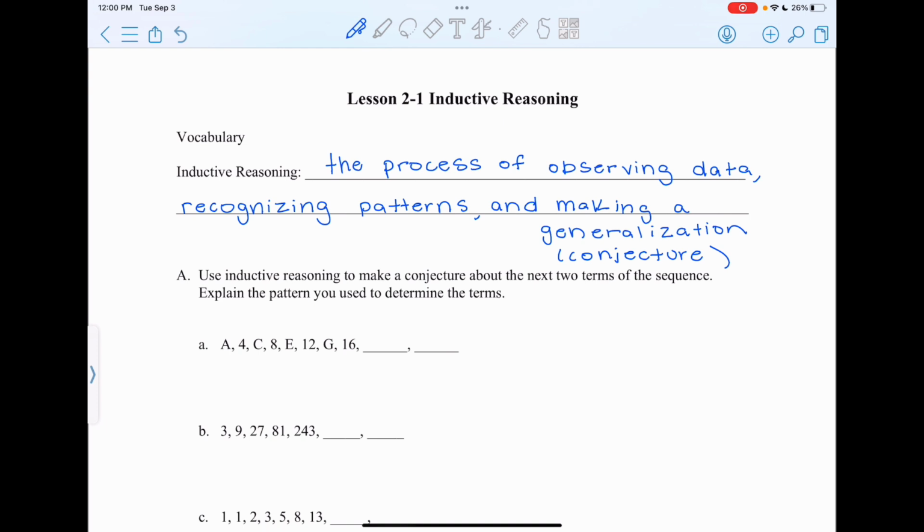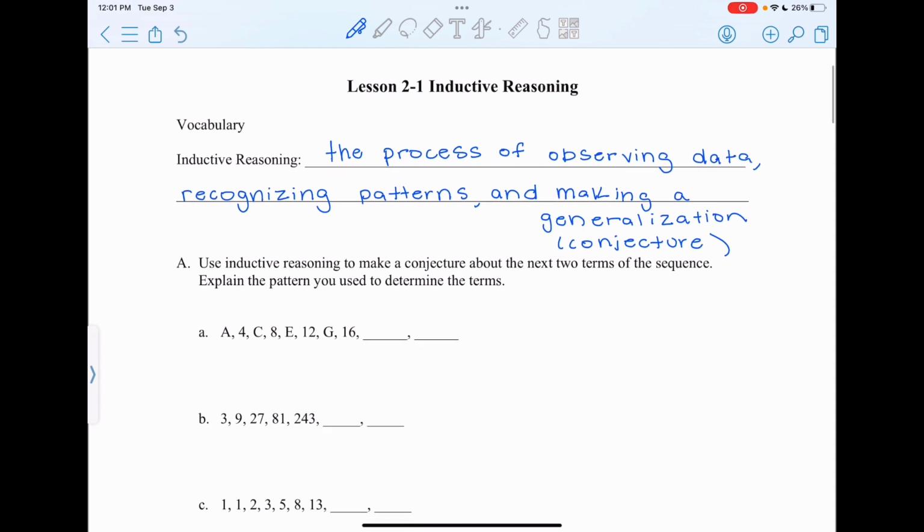Inductive reasoning is the process of observing data, recognizing patterns, and making a generalization known as a conjecture. For example, if I had a class where the majority of students had blonde hair, I could make a conjecture that all of the students in Willow Glen High School mostly have blonde hair. Now, this is a generalization based on my one class. I observed some data, I recognized the pattern in my classroom, and I made an overall generalization. Now, my generalization might be true or it might be false, but I didn't actually prove it. All it was based on was making observations and recognizing patterns.